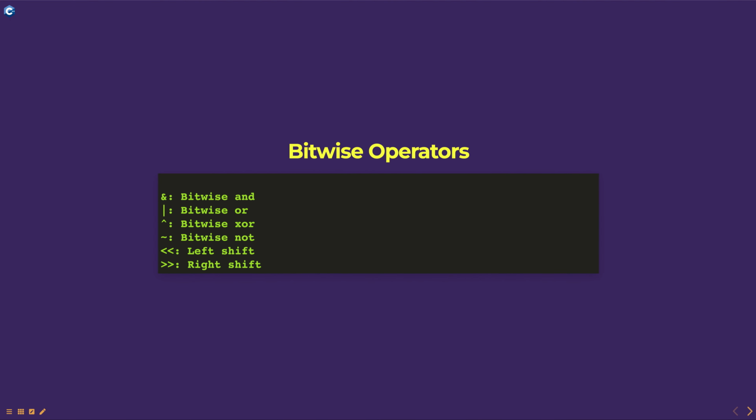Bitwise operators. These operators perform operations on individual bits within a value. Below are examples of bitwise operators.